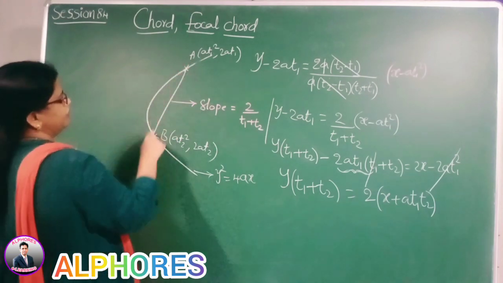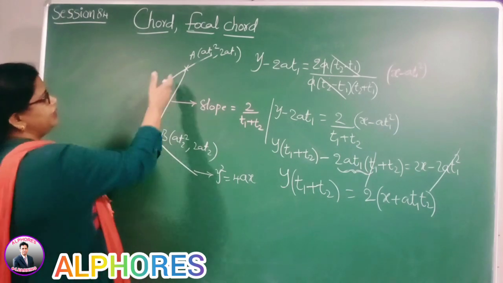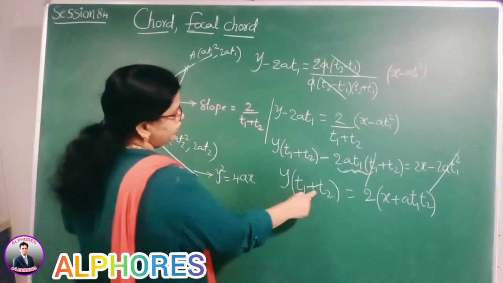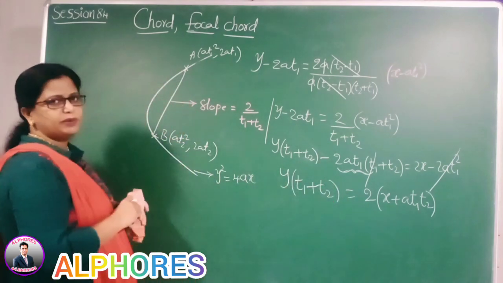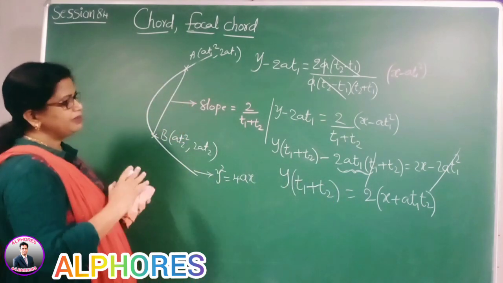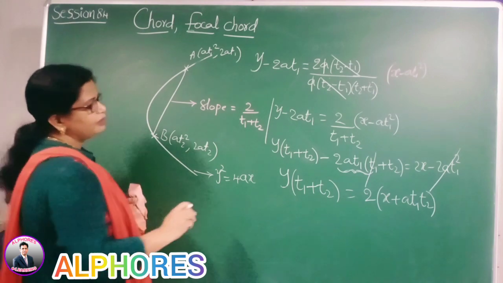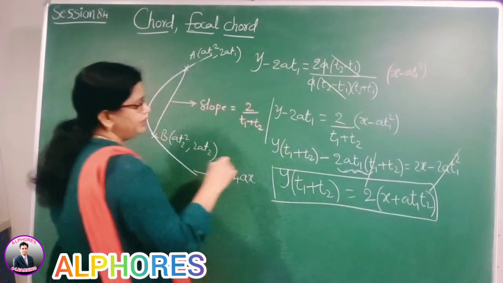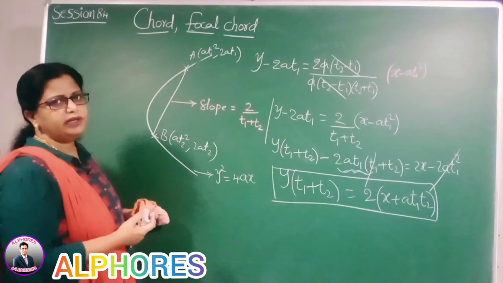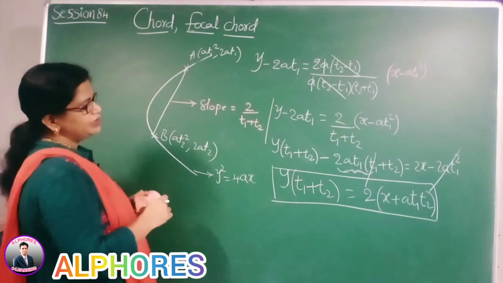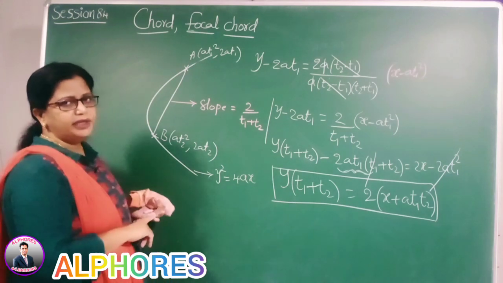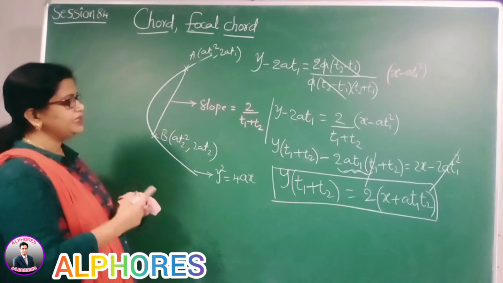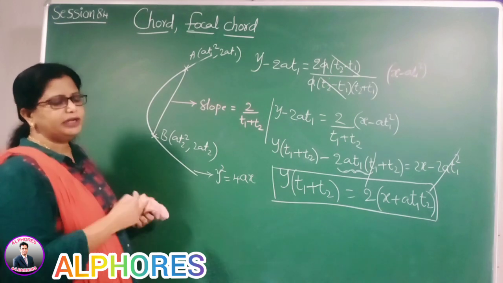So what about y square is 4ax parabola? If these are the parametric coordinates, the equation of chord joining 2 points is nothing but y into t1 plus t2 is 2 into x plus a t1 t2. It is a must that one has to remember this formula, because every time there is not sufficient time to deduce the formula again. That's why in parabola, students, equation of chord, equation of tangent, normal, one has to remember, not only S1 is 0 but in terms of parametric also.